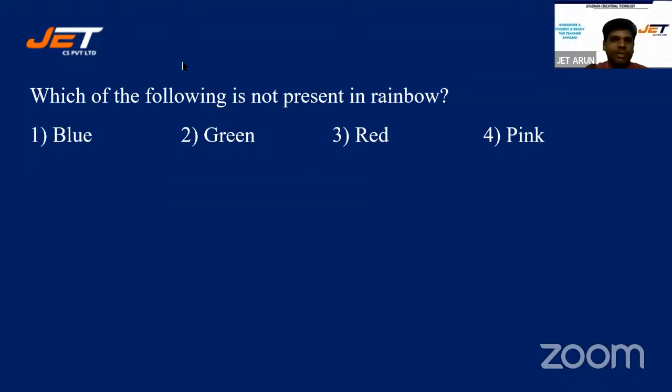Here's the first one. Which of the following is not present in a rainbow? Blue, green, red, pink. All right. Consistent response. Good. Pink isn't present.